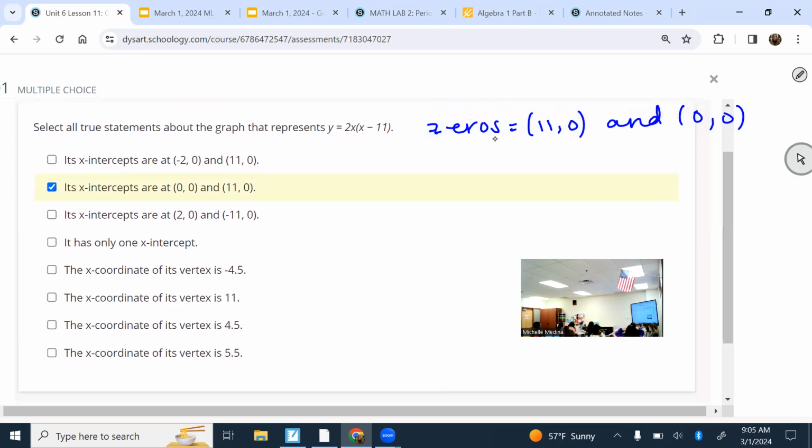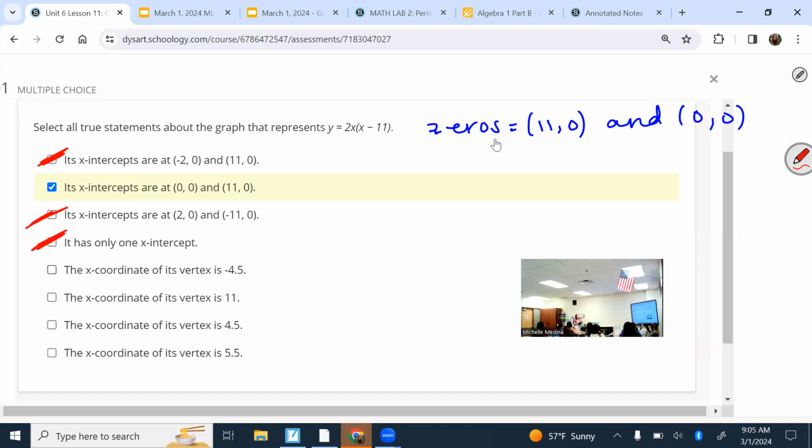The next thing it's asking about is that it has only one x-intercept. Would you agree with that? What's another name for zeros? So do I have just one x-intercept? No, I have 2, so you don't pick this option. When we cross these out, obviously you can only have for quadratics at most 2 x-intercepts, so it's 11 and 0, that means those ones can't be right. It does not have just one.